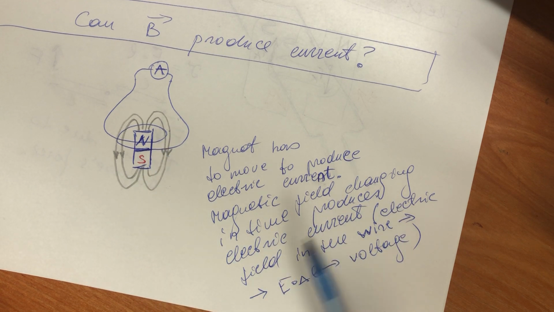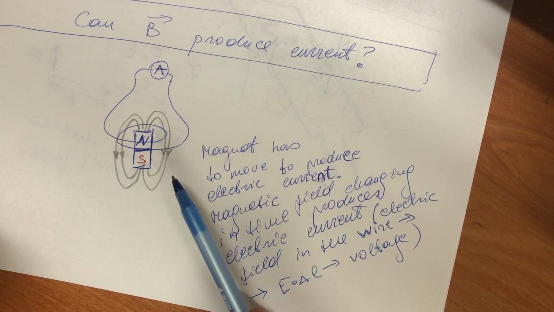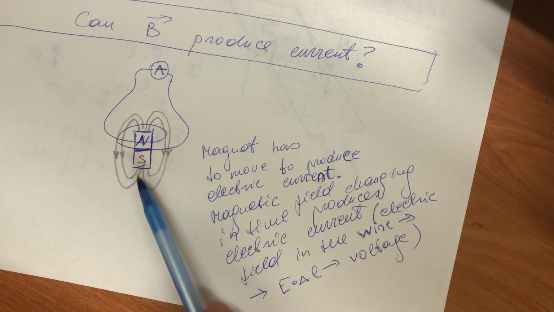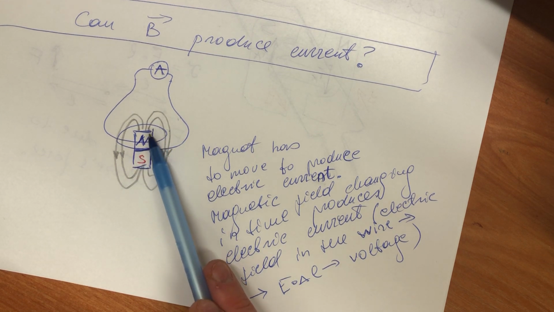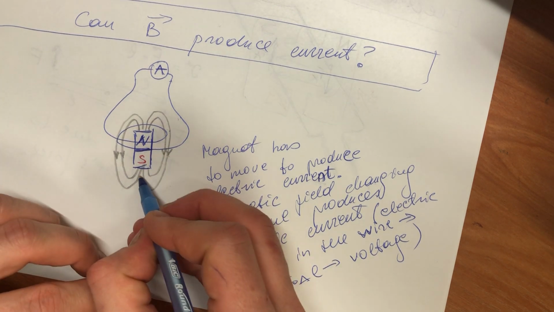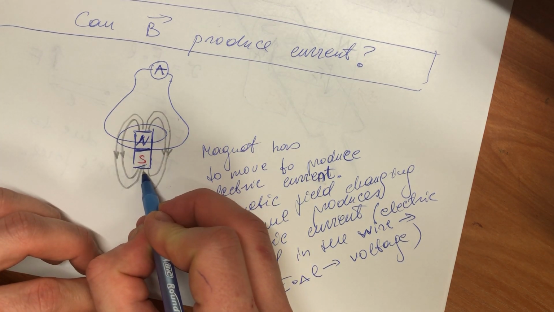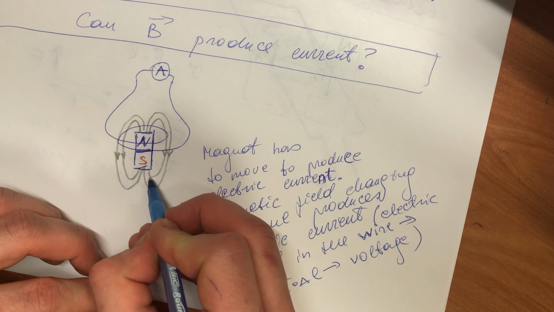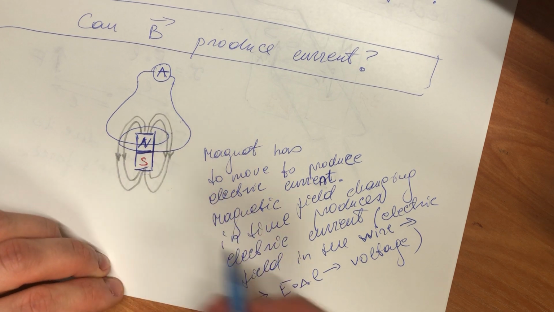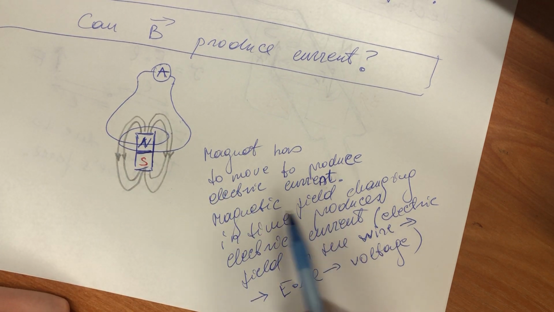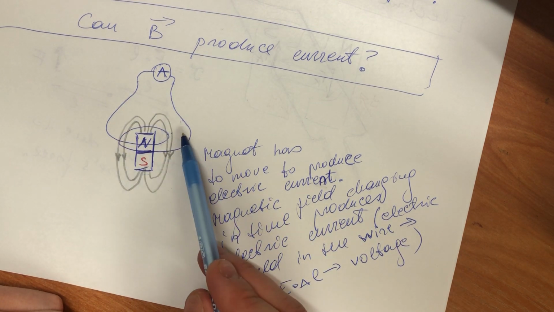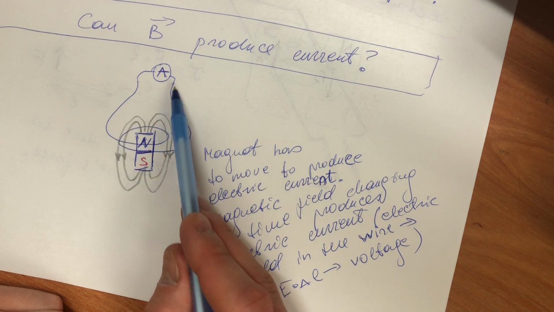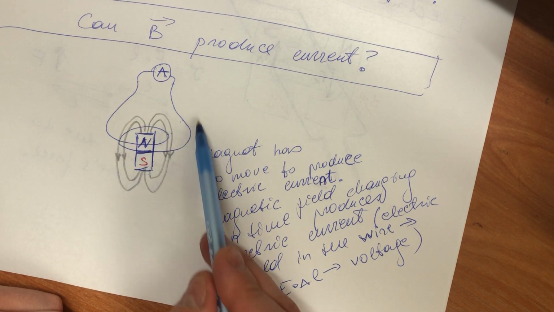So the magnetic field is changing in time when you move it up or down. It's changing in time because the strength of the magnetic field changes when you move it up or down, because here when magnetic field lines are closer together, it is stronger. Here it is weaker. So the strength of the magnetic field changes in time, and it creates an electric field in this wire. And it is voltage, so current starts to flow in this wire.